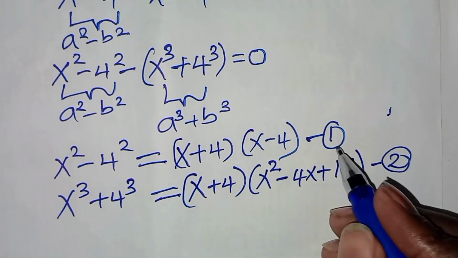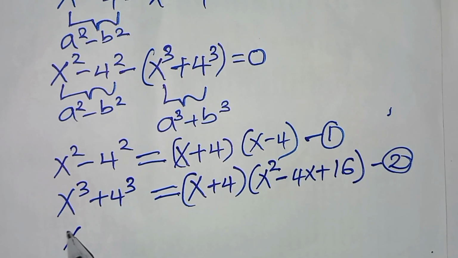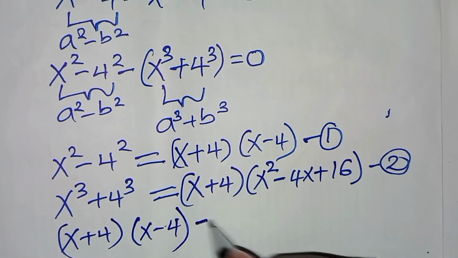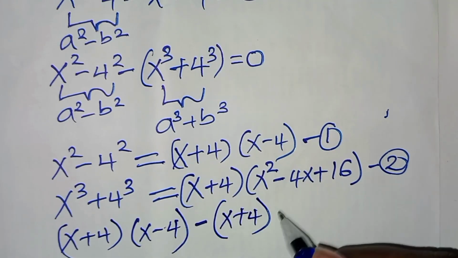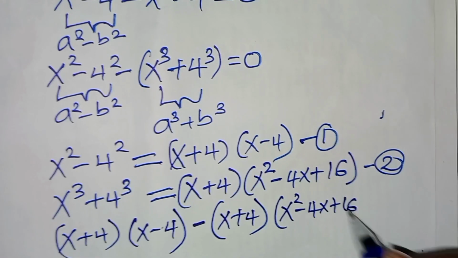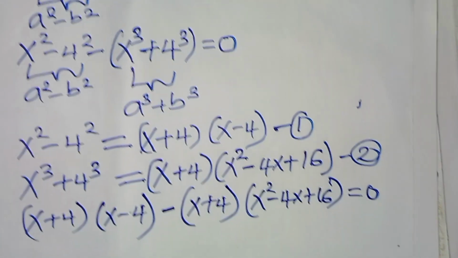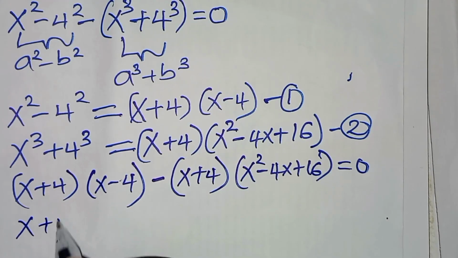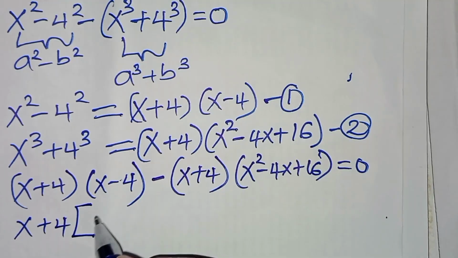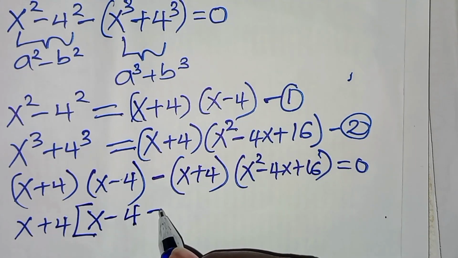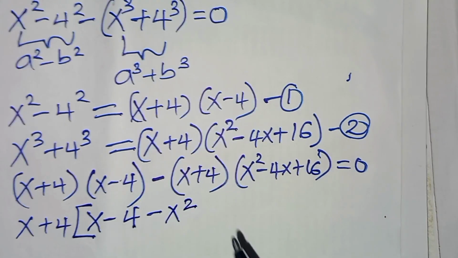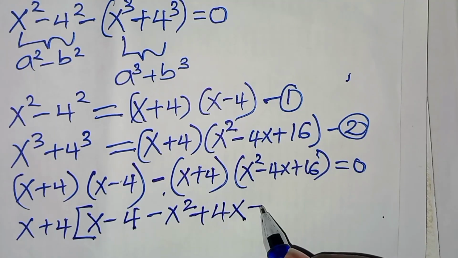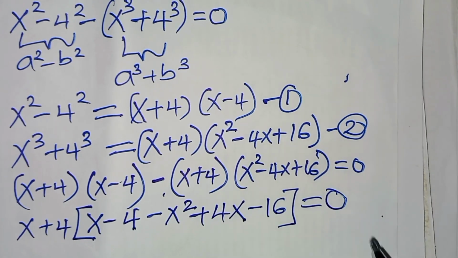Now let's combine equation 1 and 2 so that we'll have x plus 4 times x minus 4, then we subtract x plus 4 times x squared subtract 4x plus 16, is equal to 0. Now the next step here, we find that x plus 4 is common, so we factor out x plus 4, so that now in the parentheses we'll have x subtract 4, subtract x squared plus 4x subtract 16, close the bracket, is equal to 0.